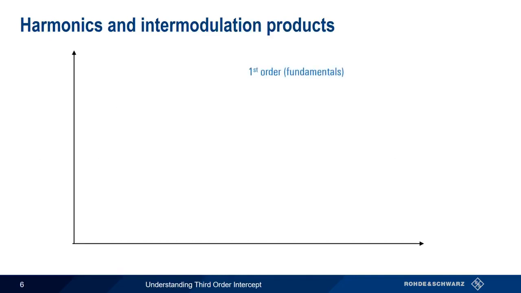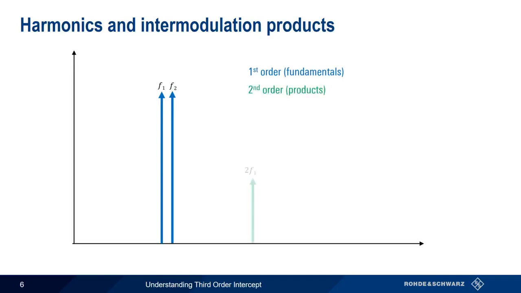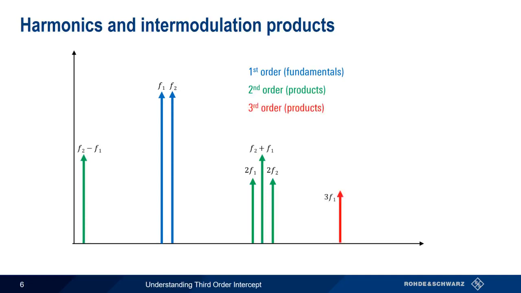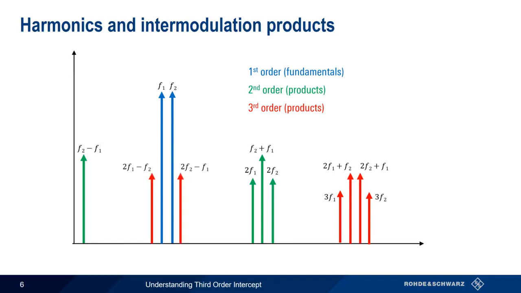The two fundamental or first-order tones can create a very large number of harmonics and intermodulation products. Second-order products include the two second harmonics, 2F1 and 2F2, as well as the basic sum and difference signals, F2 plus F1 and F2 minus F1. When it comes to third-order products, we have the third harmonics of the fundamentals, 3F1 and 3F2, and then the four additional third-order products, 2F1 plus F2, 2F2 plus F1, 2F1 minus F2, and 2F2 minus F1. These last two products are the most important.